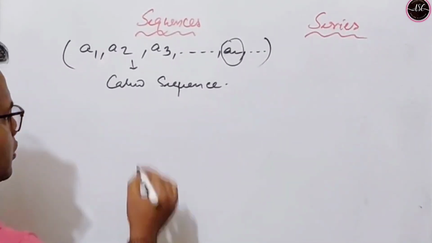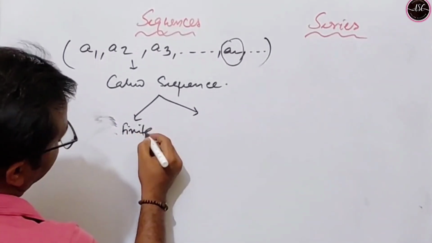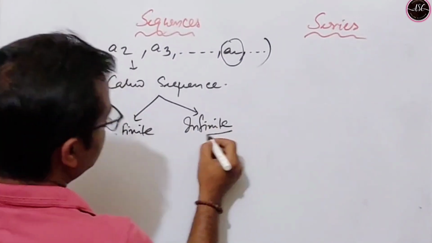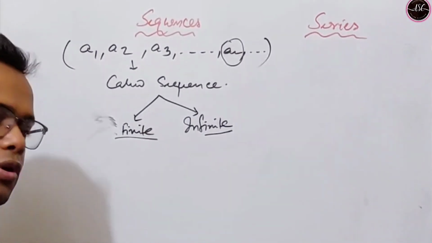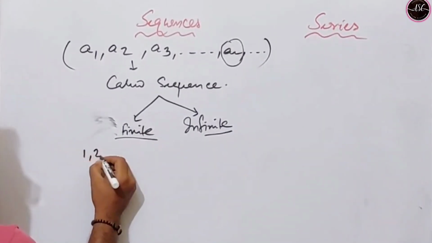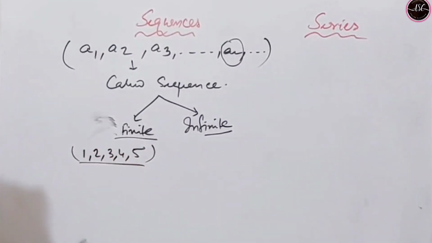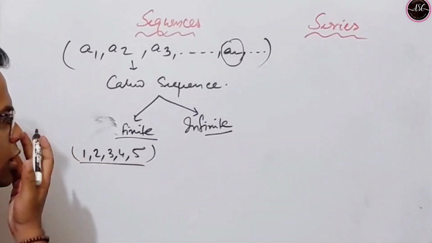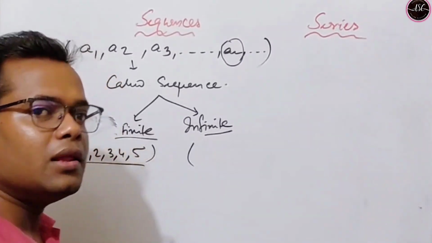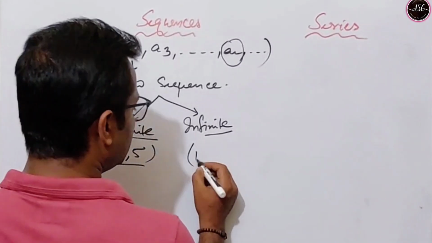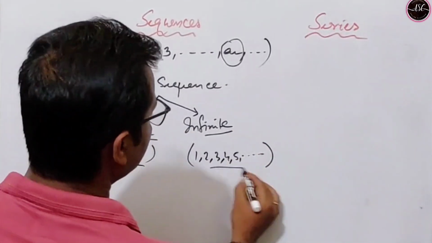Now, sequences are of two types: one, finite, and second, infinite. So what is finite? If a sequence contains a finite number of terms, like 1, 2, 3, 4 and 5, then the terms are countable, so this is a finite sequence. If a sequence is not finite, then that is infinite, that means the terms are not countable. If there is 1, 2, 3, 4, 5 up to infinity, it is an infinite sequence.